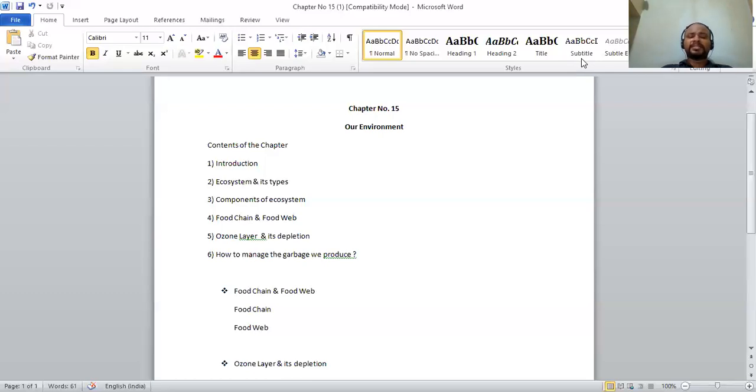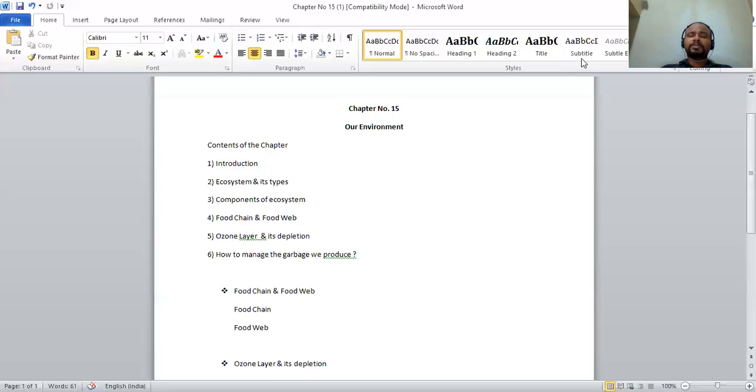Now, next is components of ecosystem. There are two components of ecosystem, biotic and abiotic. Biotic components include producers, consumers, and decomposers, whereas abiotic components include climatic factors as well as edaphic factors. We'll just see in short about the biotic components of ecosystem and abiotic components. Biotic components, as we mentioned, include producers, consumers, and decomposers.